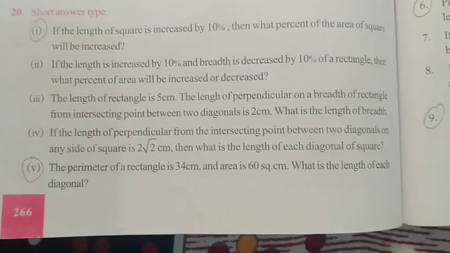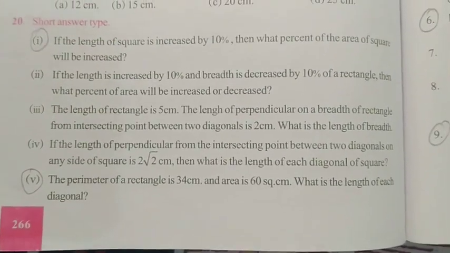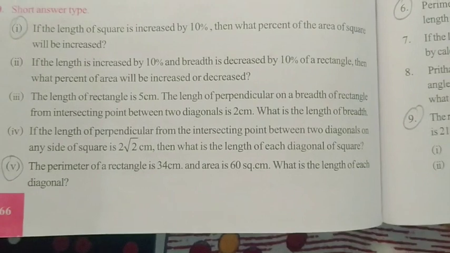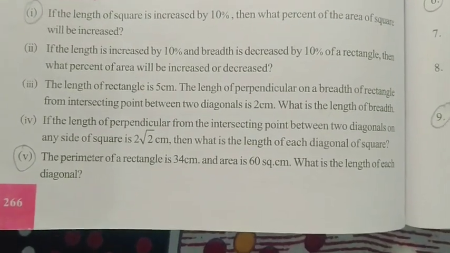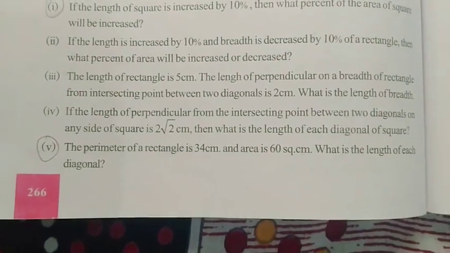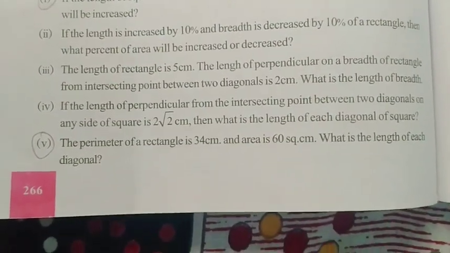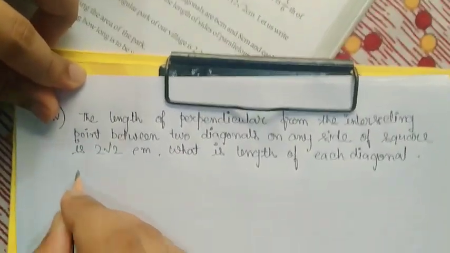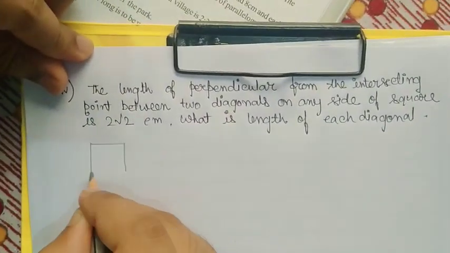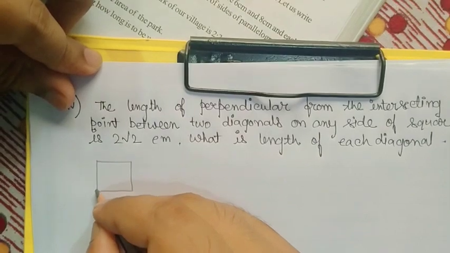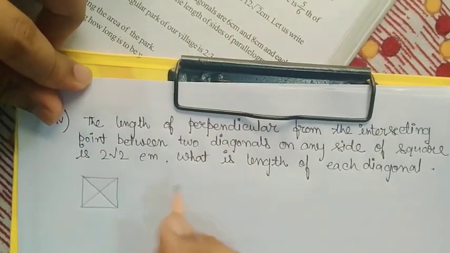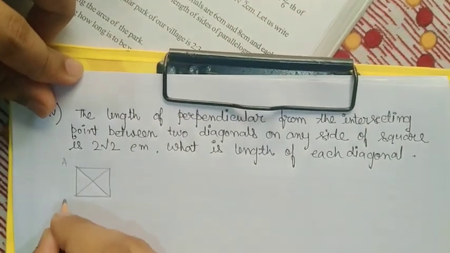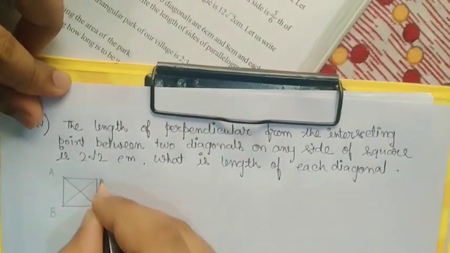If the length of perpendicular from the intersecting point between two diagonals on any side of a square is 2 root 2 centimeter, then what is the length of each diagonal of a square? So first of all, we have to draw a square. This is a square and this is the diagonal. This is A, B, C, D.